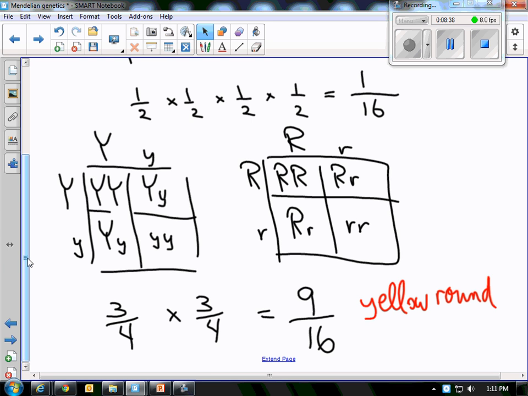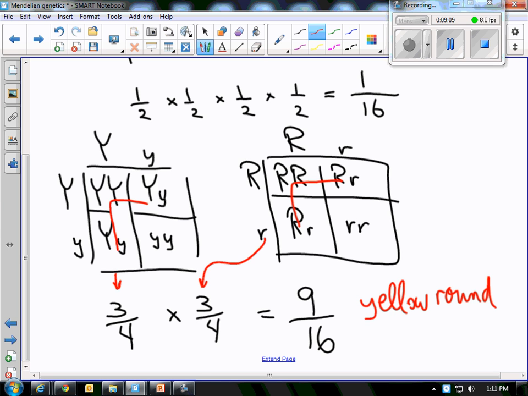But then if I asked you, what fraction of these are expected to be yellow round, you would use the product rule and you'd say, well, what's the chance of being yellow? 3 out of 4. What's the chance of being round? 3 out of 4. What's the chance of being yellow round? 3 out of 4 times 3 out of 4, or 9 out of 16. And you can do that in decimals as well. You can go 0.75 times 0.75.